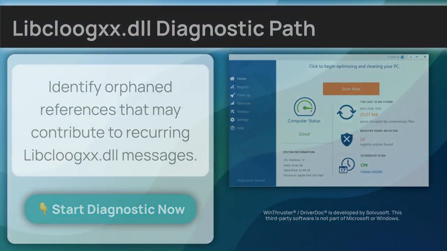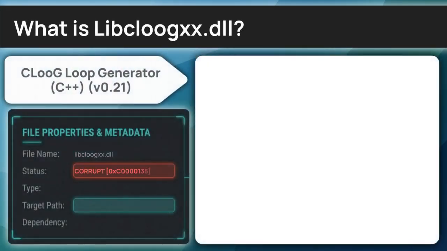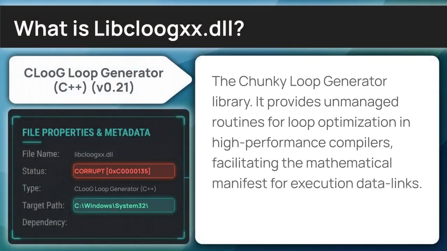This is the Libcloogxx, the Chunky Loop Generator library. It provides unmanaged routines for loop optimization in high-performance compilers, facilitating the mathematical manifest for execution data links.